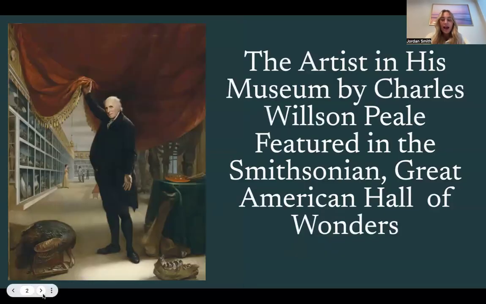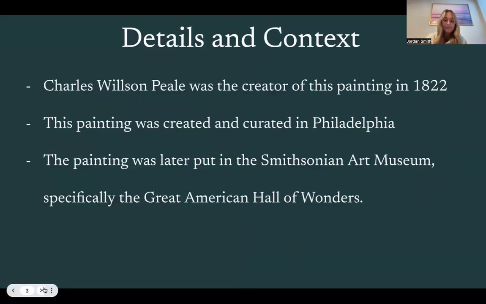For my artwork, I have chosen The Artist in His Museum by Charles Wilson Peel. It is currently featured in the Smithsonian, specifically the Great American Hall of Wonders, and it is actually one of the more known pieces in the Hall of Wonders and is featured in a book about it.